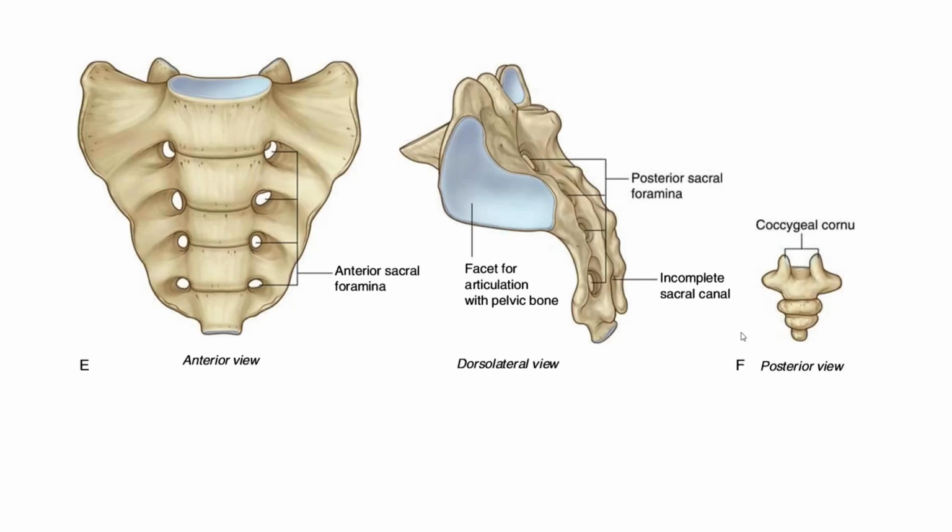And the last one is the coccyx. It's a small triangular bone that articulates with the inferior point of the sacrum and has 3 to 4 fused coccygeal vertebrae, and there is an absence of arch and canal in these vertebrae.